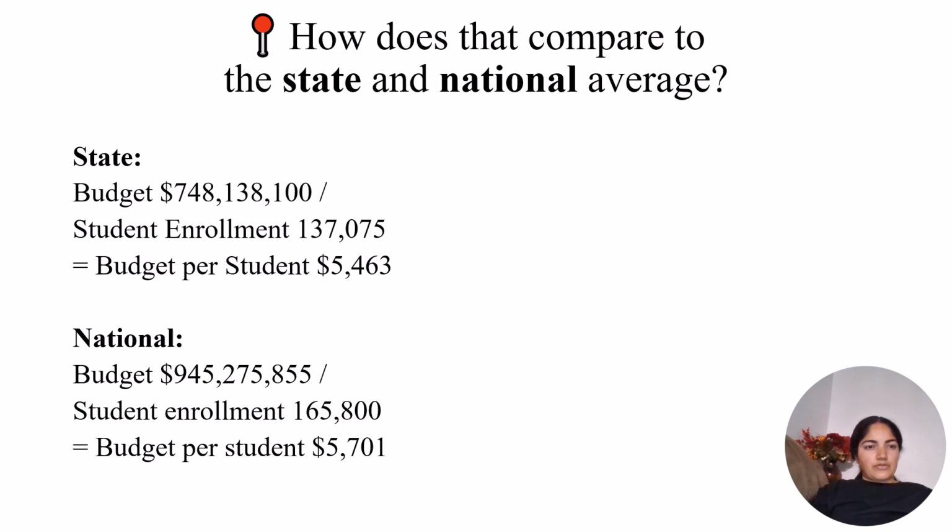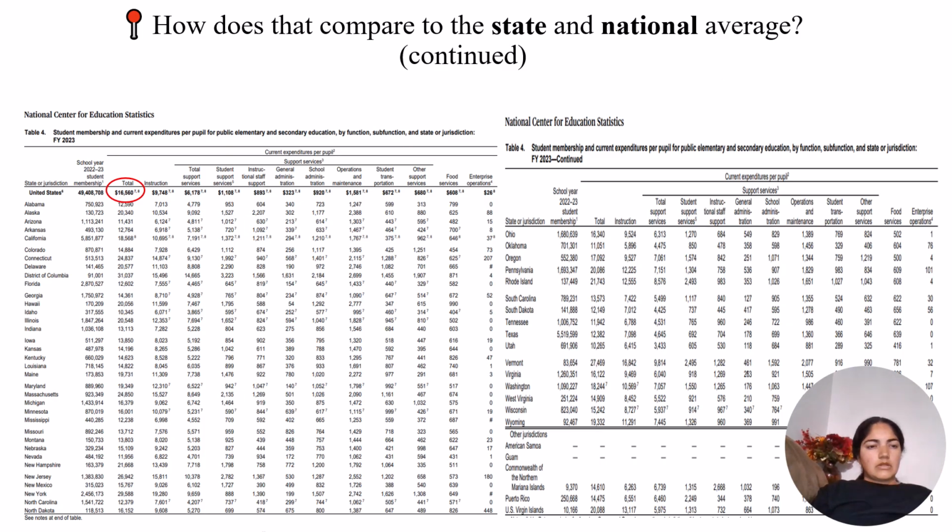Based on the figures presented in both graphs, at the state level, the budget per student was $5,463, and at the national level, it was $5,701. So as you can see, it's not that big of a difference.